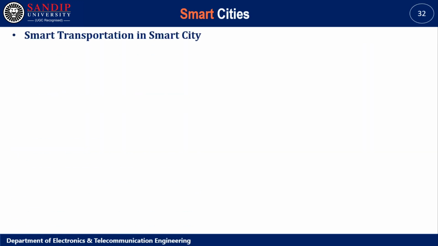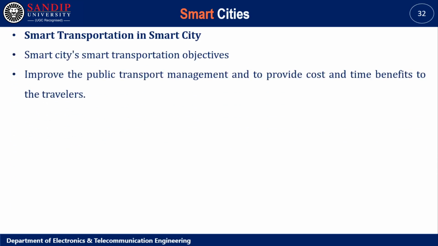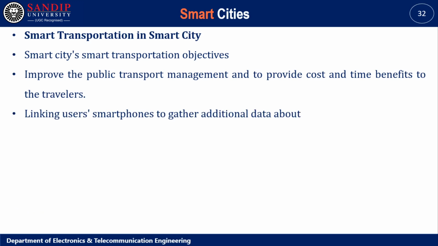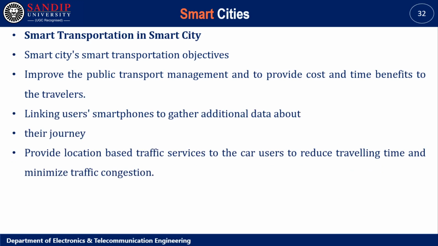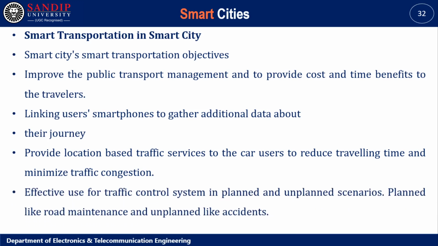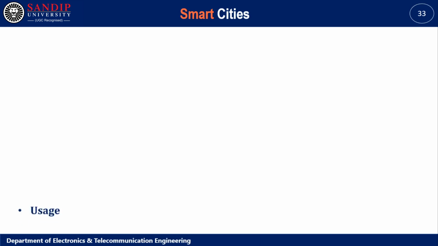Smart transportation in a smart city. In smart cities, transportation objectives are to improve public transport management and to provide cost and time benefits to travelers. Linking users' smartphones to gather additional data about the journey. Provide location-based traffic services to car users to reduce travel time and minimize traffic congestion. Effective use of the traffic control system in planned and unplanned scenarios, planned like road maintenance and unplanned like accidents.